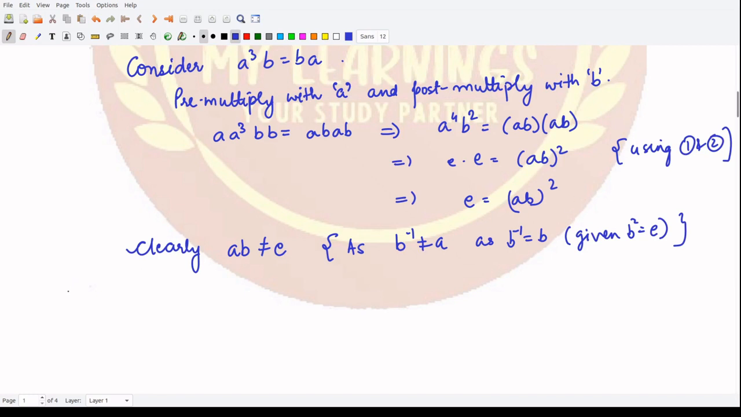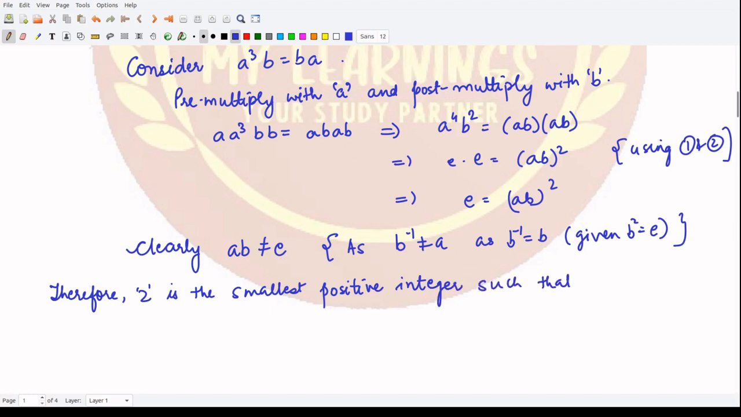So therefore we obtain that 2 is the smallest positive integer. Why was this step required? Because we wanted to prove it as the smallest positive integer of such kind, such that we obtain AB raised to power 2 as equal to identity. Hence, the order of AB is equal to 2.